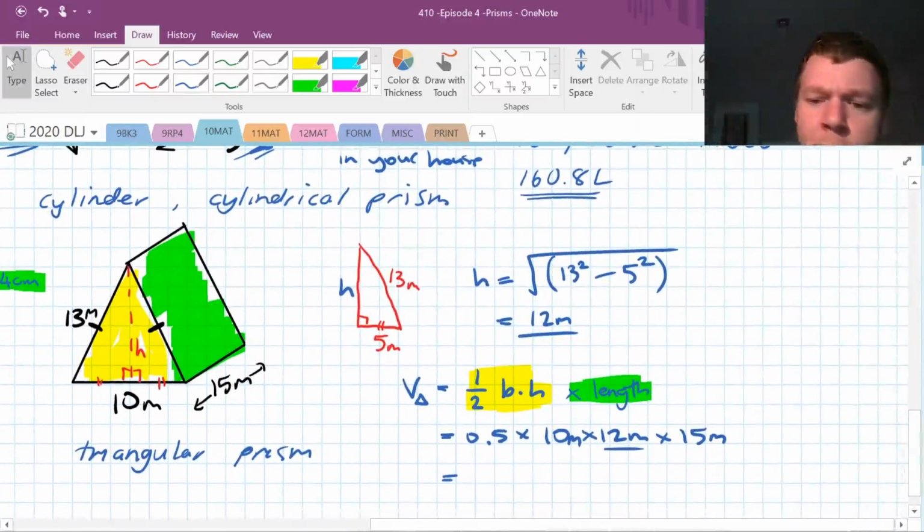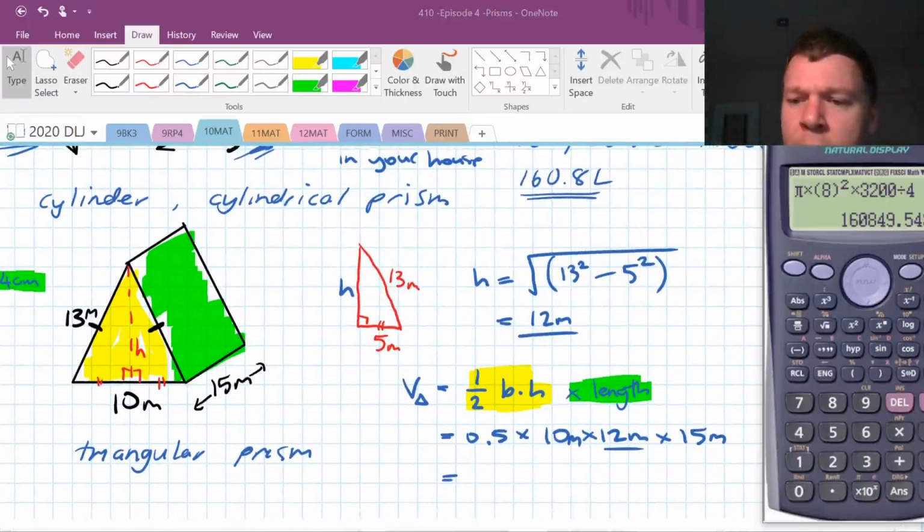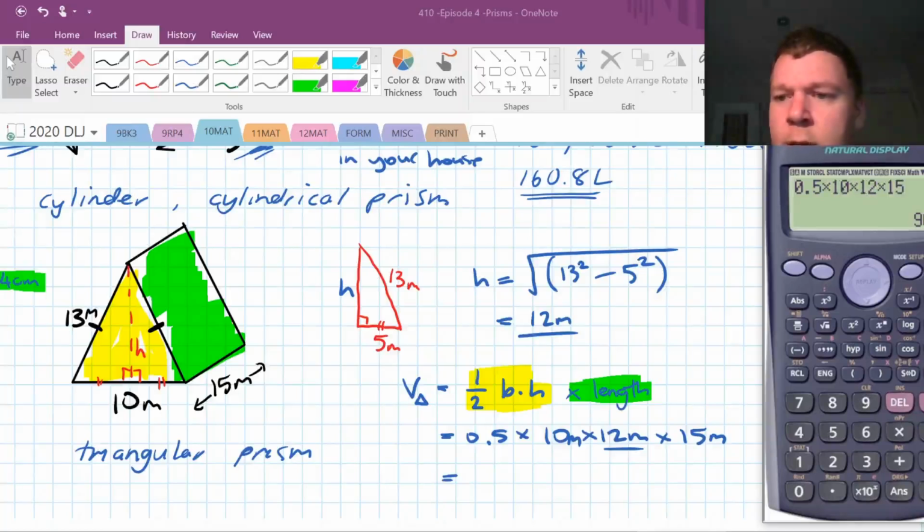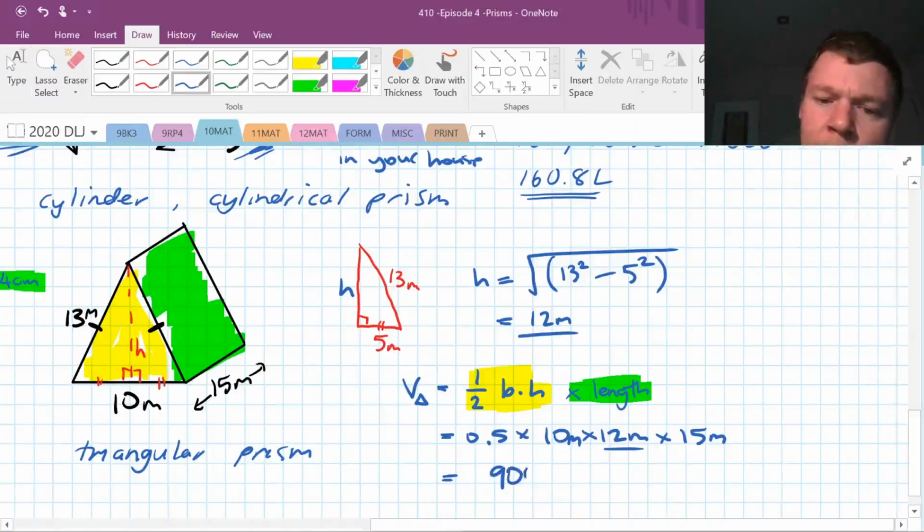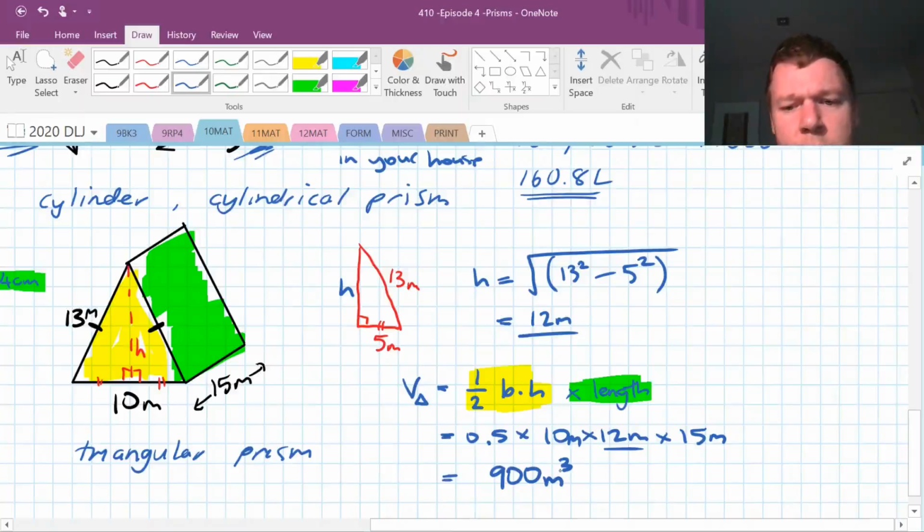Sorry, just had a weak mind blank. Put it in the calculator. 0.5 times 10 times 12 times 15. 900. Nice round number. 900 meters cubed. That seems like quite a lot.